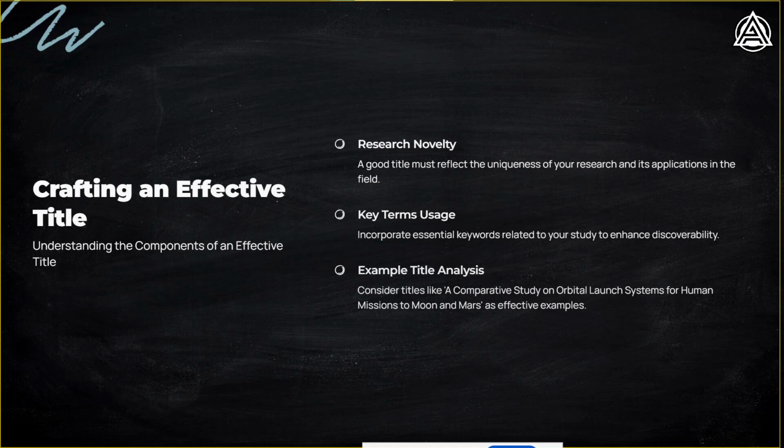And the second thing is you need to add essential scientific keywords for crafting your title. I've given one example from my paper: a comparative study on orbital launch systems for human missions to Moon and Mars. The title explains that it's a comparative study of launchers projected for human class missions to Moon and Mars. So we have the uniqueness of research as well as applications. The same title we can write in a simpler form.